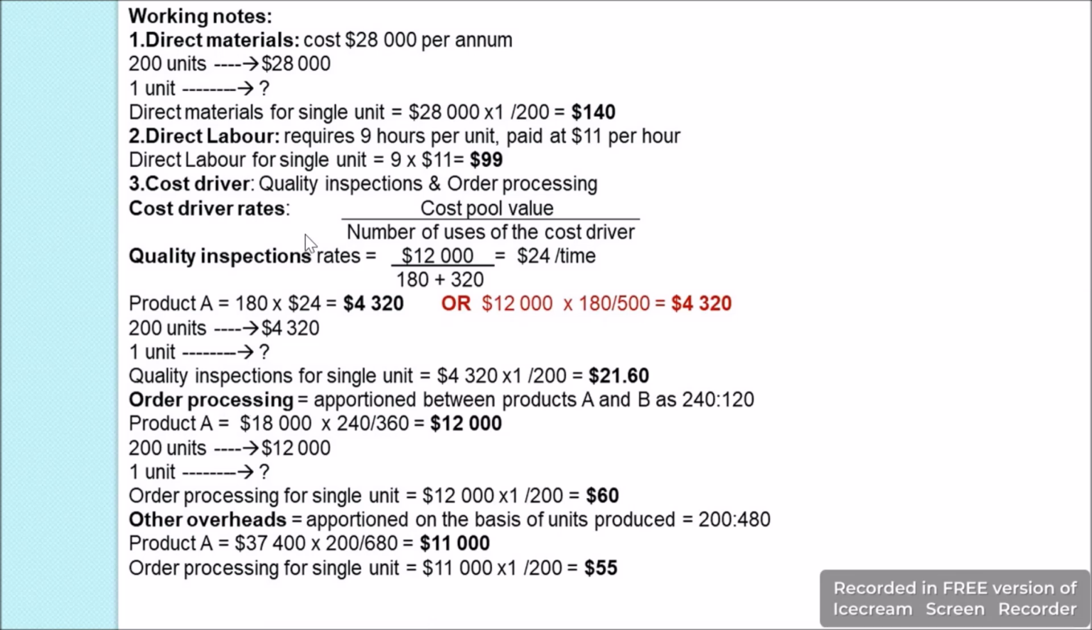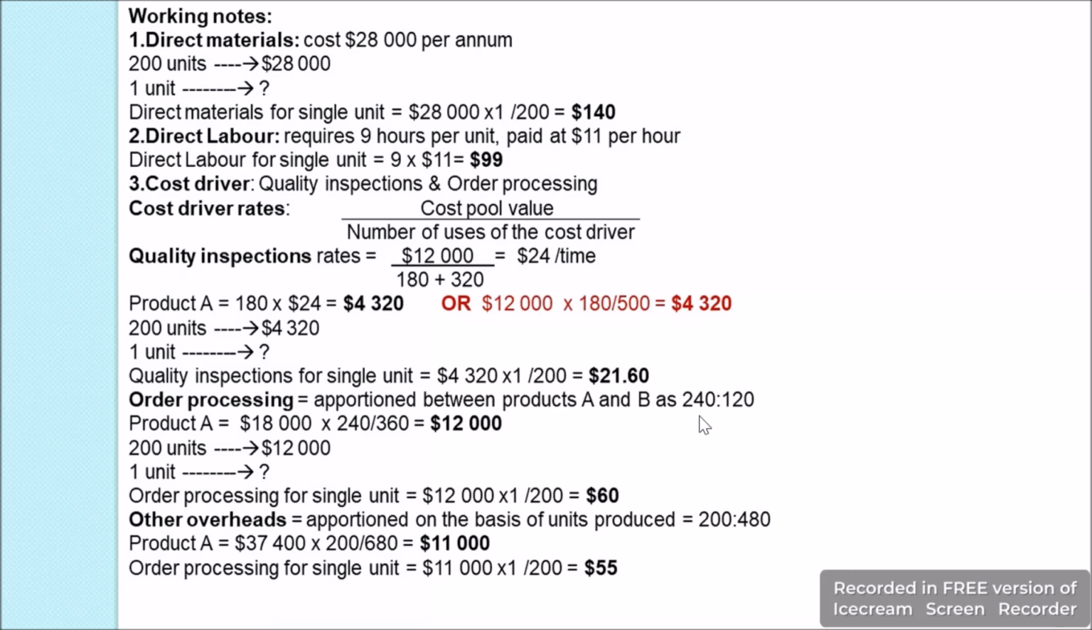We can use the formula and do the complete calculation for ABC costing, but as we are doing it for just our working notes, we will do it in the simple way. That is, we are going to apportion the order processing cost between A and B in the ratio of orders processed for product A and product B.